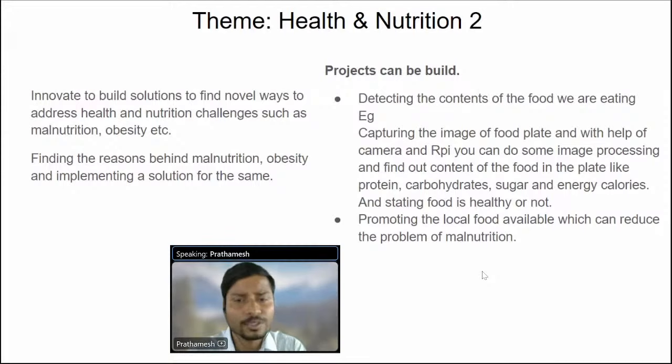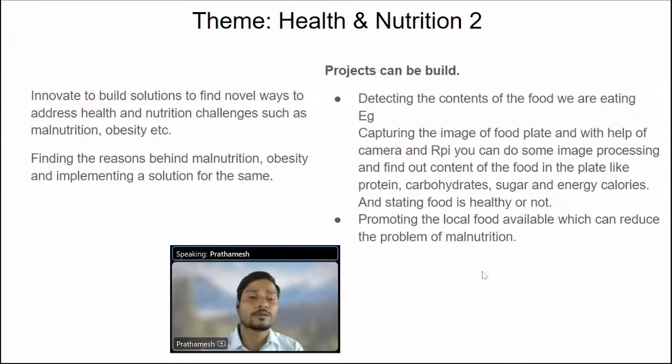Okay, so can you detect a food plate with your camera, and can you capture an image of the food plate with the help of a camera and Raspberry Pi? Can you do some image processing and find out the content of the food? What is actually the content of the food? It has this amount of rice, this amount of curd, this amount of some sabji. Can you do some image processing over there and find the content of the food?